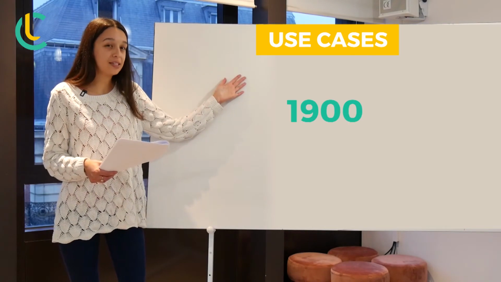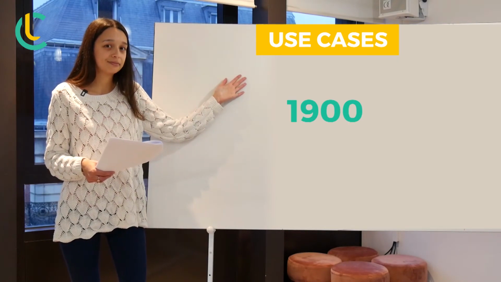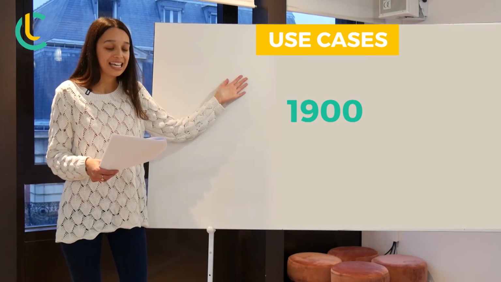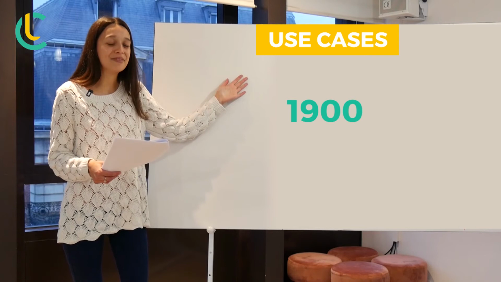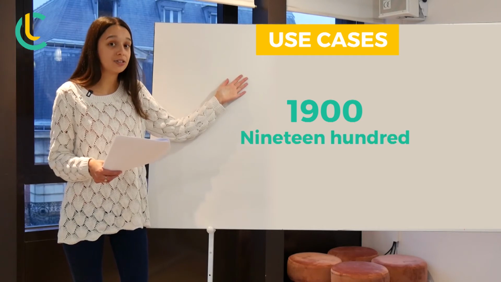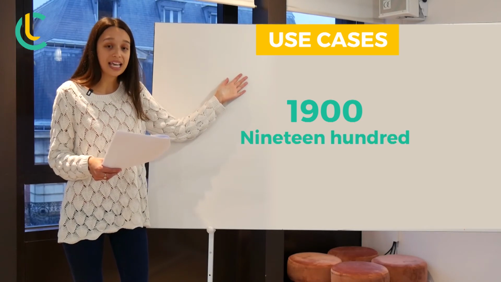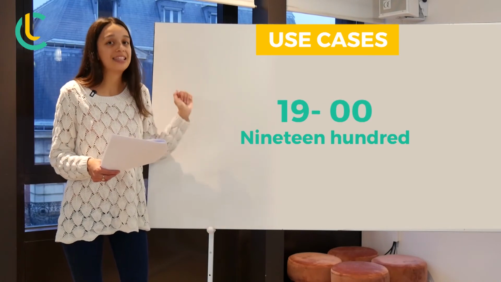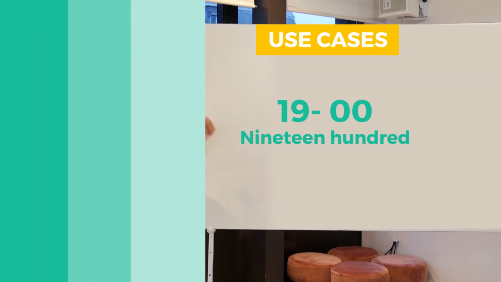So let's look at this year. How do you think you say this year? So this year is said just like the number. You would say 1900. So the reason we say this is because this year ends in 2 zeros, therefore the number and the year are pronounced the same.